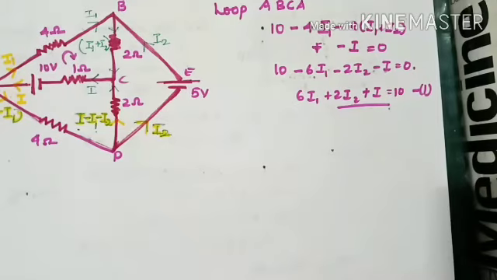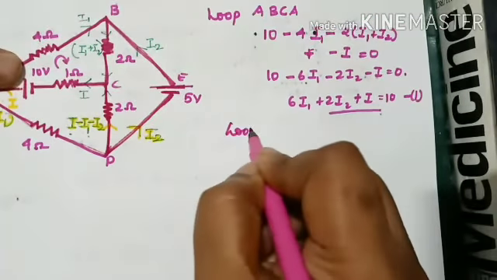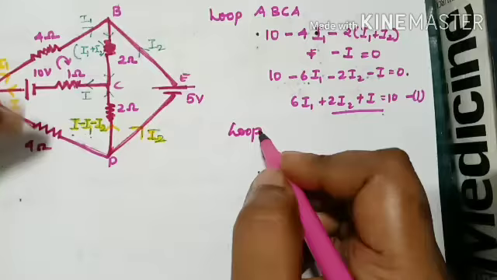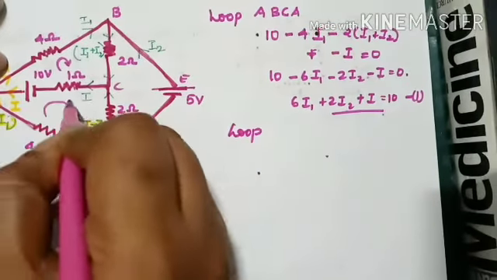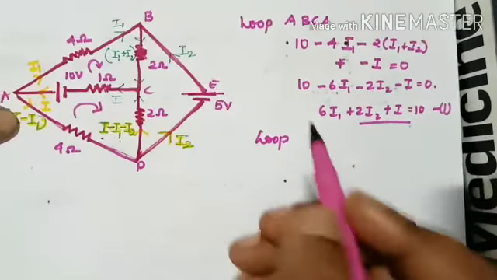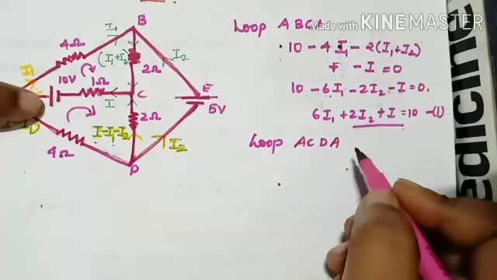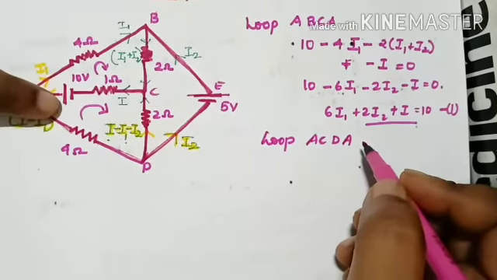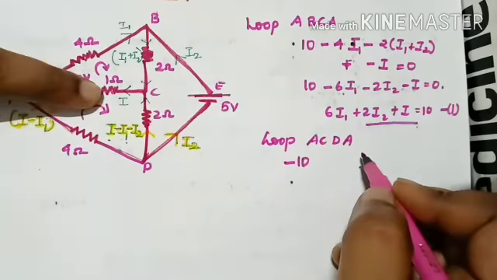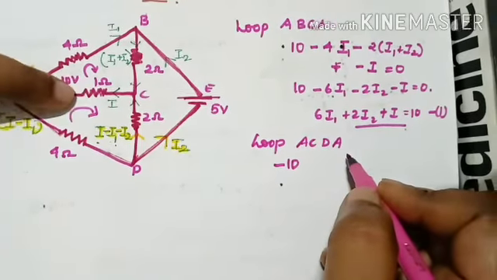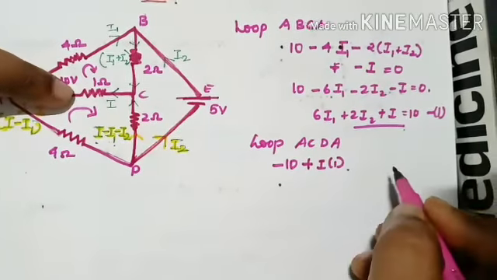What is the second equation, guys? For the loop A, C, D, A, we'll go by this loop. So again, clockwise direction I'm moving. So A, C, D, A. Let's move on with the 10 volt battery. I'm moving from plus to negative, so minus 10 volt. Then I'm reaching 1 ohm. I'm moving in this direction, and the current is in the opposite direction. So it is plus I into 1.